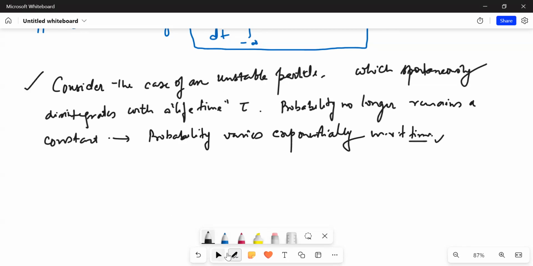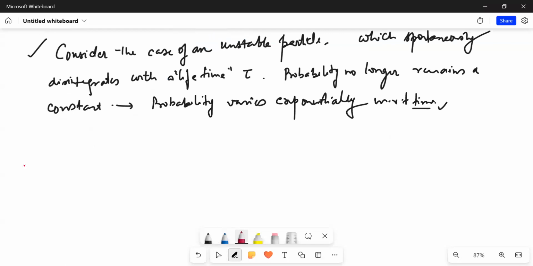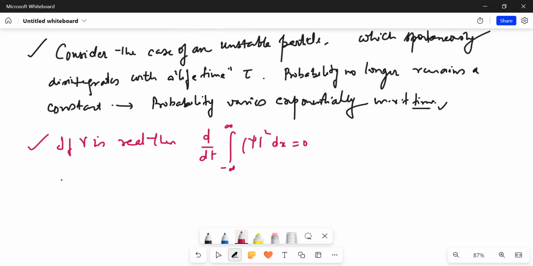One thing is this, and second, please do remember: when I was doing your case, one has to understand that if V is real, then d by dt of the integral from minus infinity to plus infinity of mod psi whole square dx is equal to 0. But what if V is not real? You can relate this to the unstable particle. When I'm discussing an unstable particle, it is a particle, no doubt, but it disintegrates with respect to time, so it evolves with respect to time.